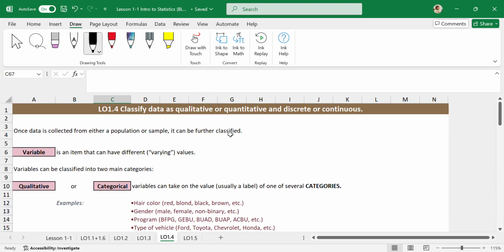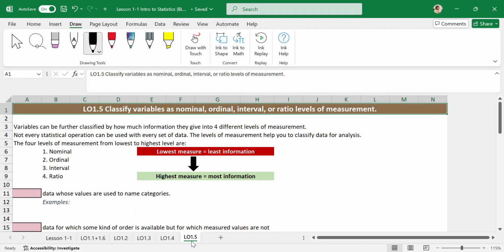So the very last thing we have to learn about is related to classifying variables, but it's another way to classify according to what we call levels of measurement. So not only can we classify variables as qualitative versus quantitative, we can also classify them according to how much information they give you. Being able to do this classification is very important because when we start to learn some statistical calculations in the next lesson, you can't do every calculation for every single set of data. It depends on what type of data you have.